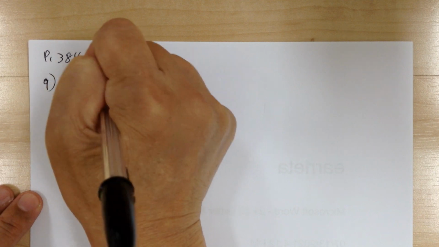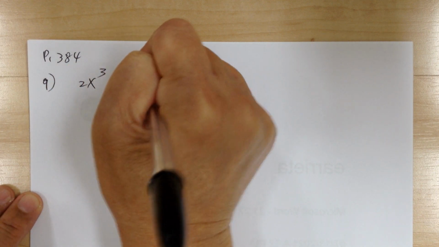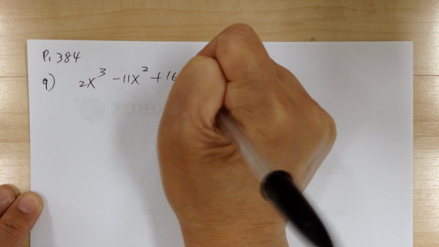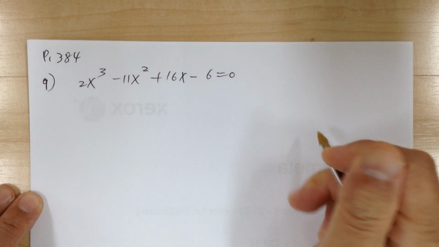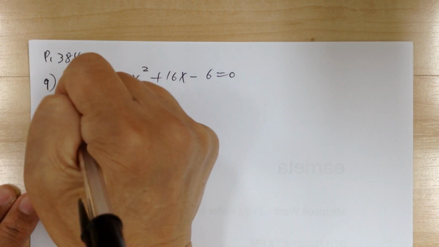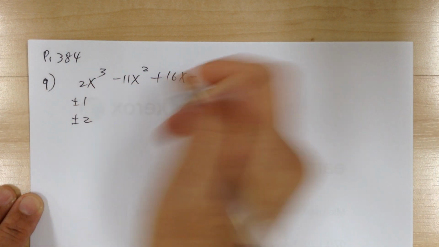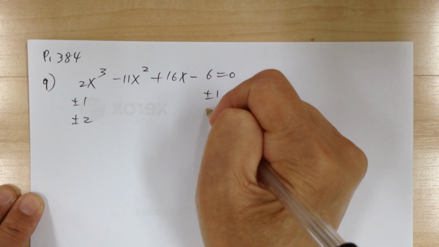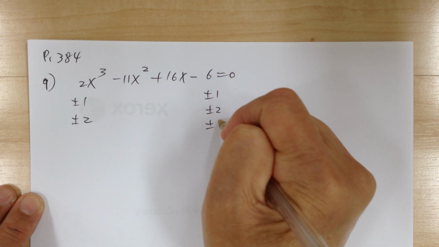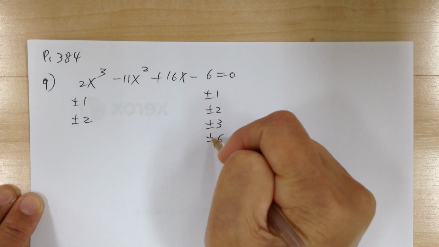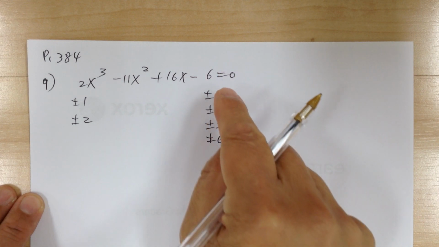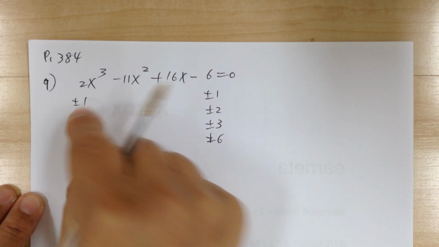Okay, you got 2x^3 minus 11x^2 plus 16x minus 6 equal to 0. The factors of the leading coefficient would be plus or minus 1, plus or minus 2. The factors of the constant would be plus or minus 1, plus or minus 2, plus or minus 3, plus or minus 6, right? Then you have to put a ratio of this over this, right?